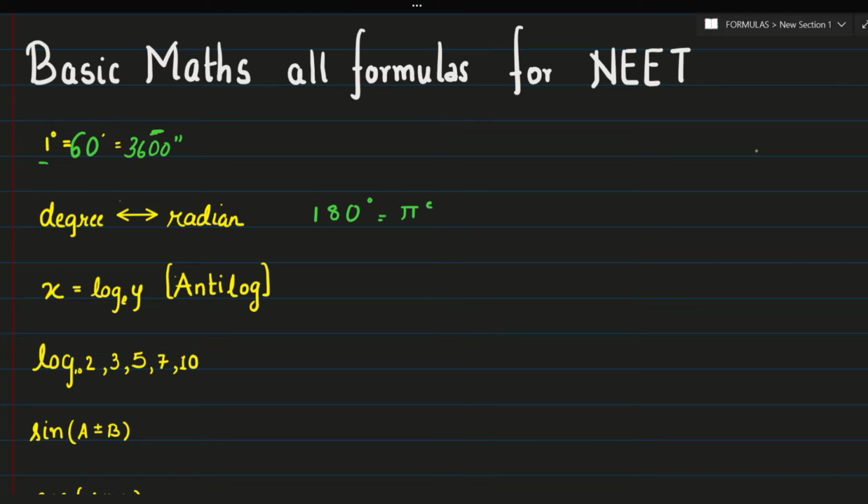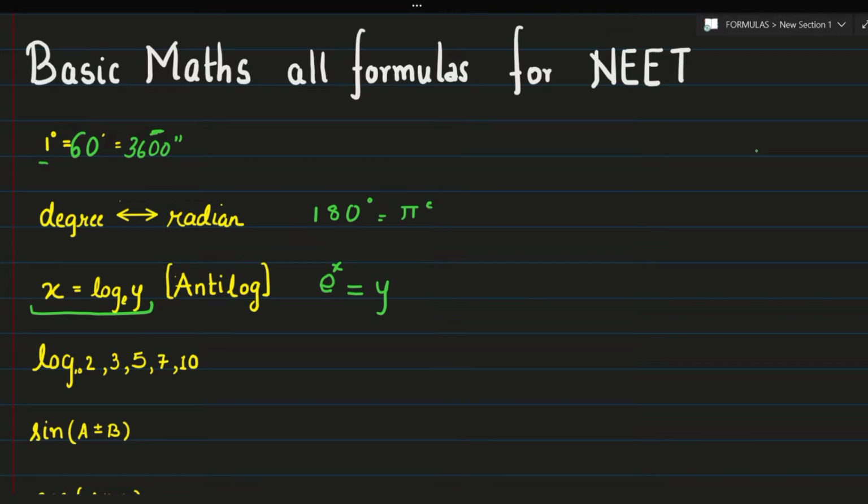Next is anti-log. During anti-log, first of all, the log term is removed, and e is taken on the left hand side of the equal sign. So e is taken here, and whatever is written inside the log is put as the power of e, which will be equivalent to y. So this is nothing but taking the anti-log.